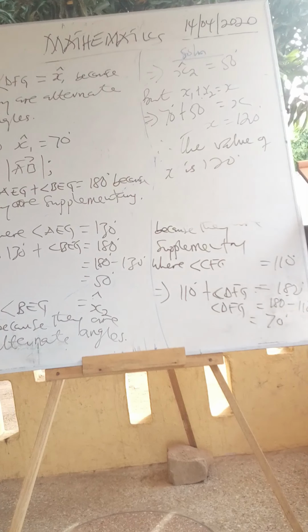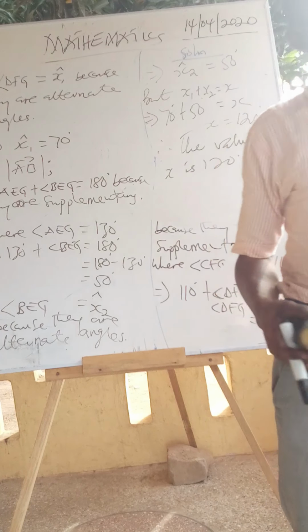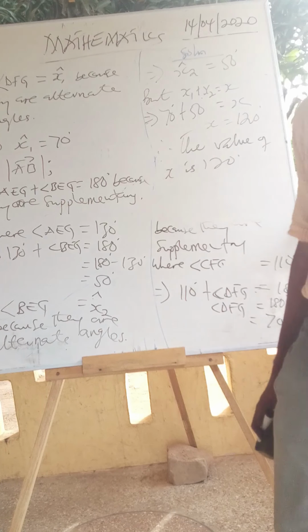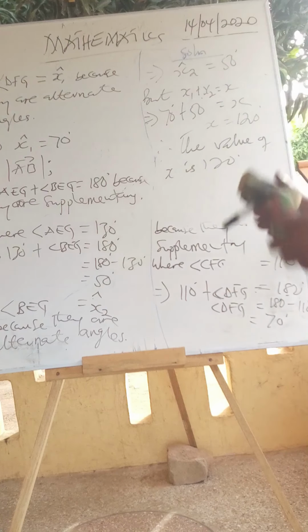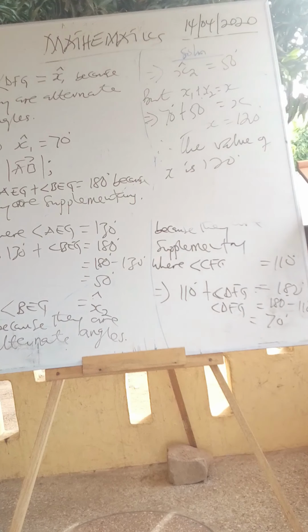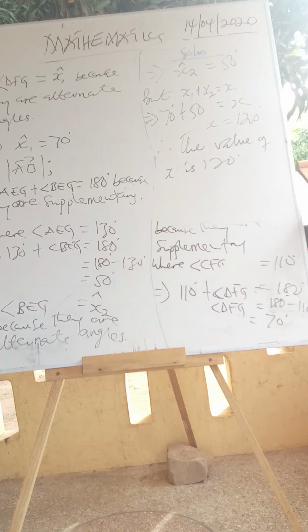So I think we are done for today's lesson. But then let's take this assignment so that in our next meeting, you try your hands on them. And in our next meeting, we'll do the correction. So copy this. Okay, so take the assignment.